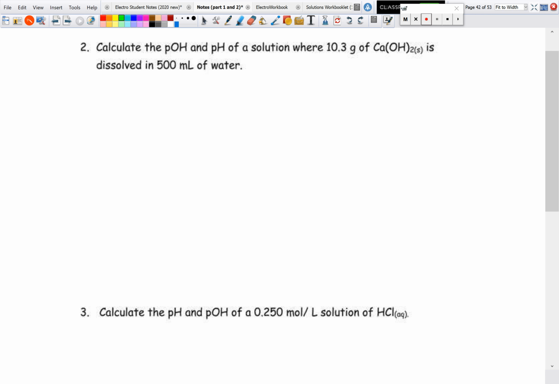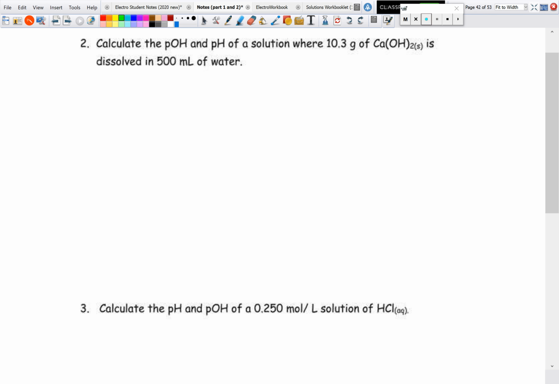All right, so for those of you who want to see another example, just like the other one where it's a little longer, we're going to go over this one right here. So we have 10.3 grams of calcium hydroxide dissolved in 500 milliliters of water. What is going to be the pH and pOH? So we're going to get both.